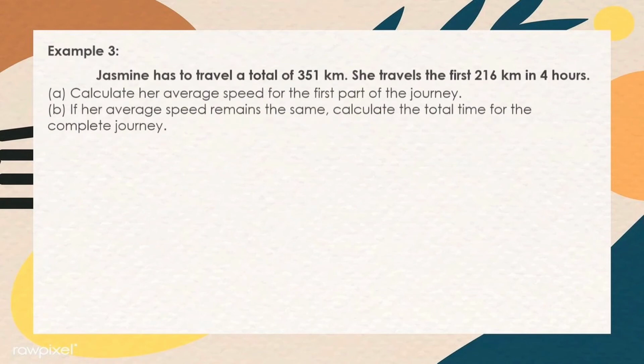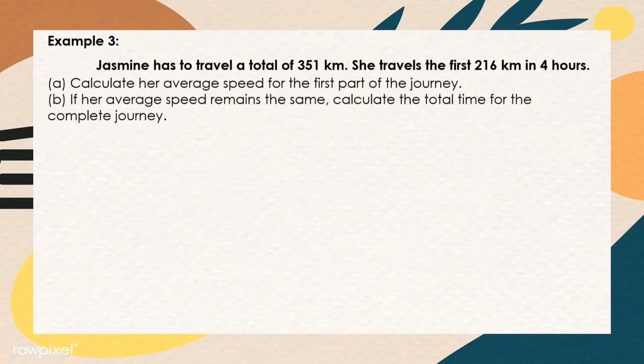Okay, let's have the example number 3. Jasmine has to travel a total of 351 km. She travels the first 216 km in 4 hours. So in letter A, calculate her average speed for the first part of the journey. And in letter B, if her average speed remains the same, calculate the total time for the complete journey. So let's first have the letter A.